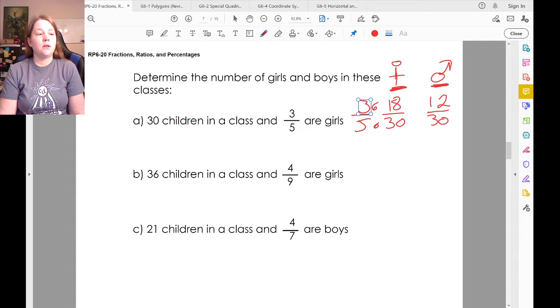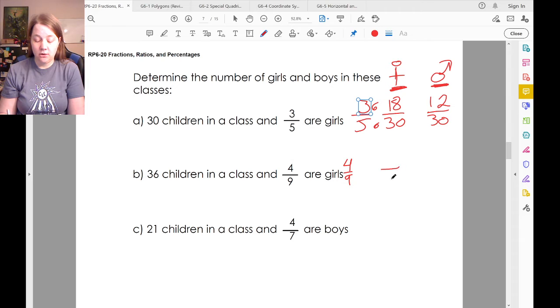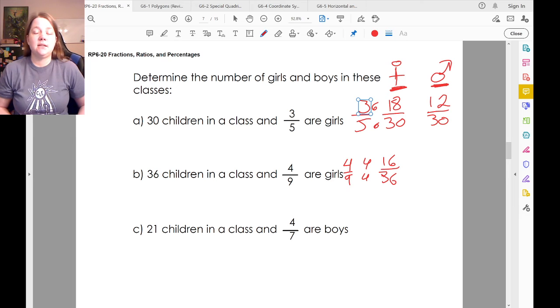What if there are 36 children in a class and 4/9 of them are girls? Well, if 4/9 of them are girls, I want to know the fraction for if there are 36 children total. Well, 9 times 4 is 36. 4 times 4 is 16. So 16/36 are girls.